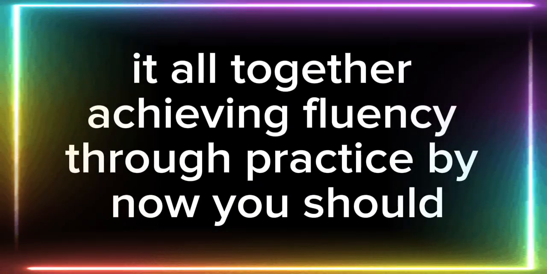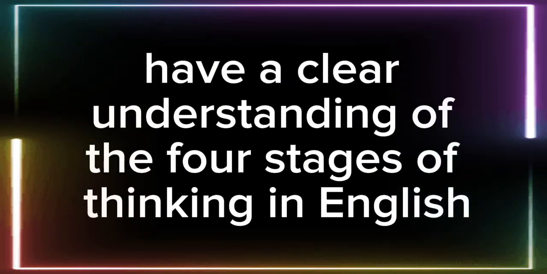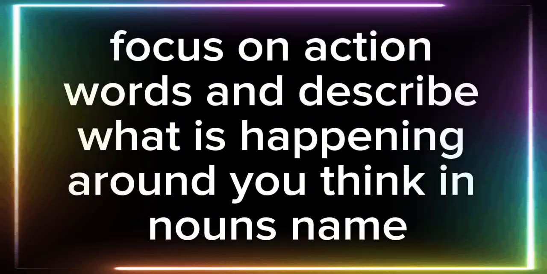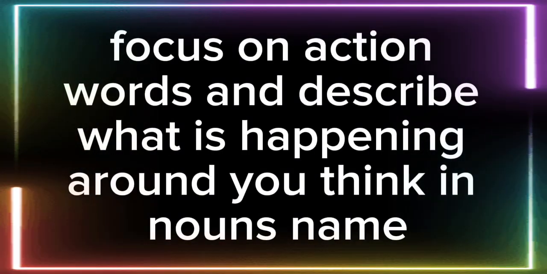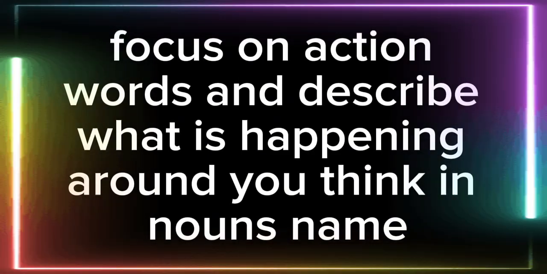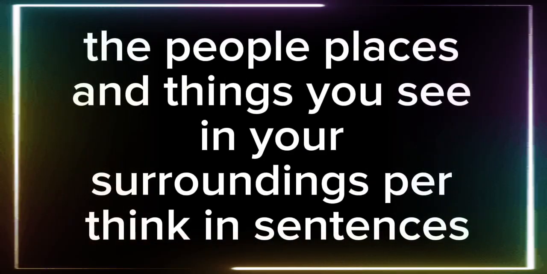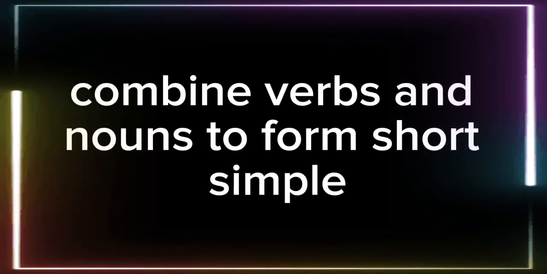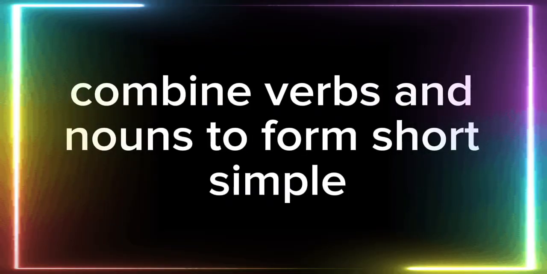By now you should have a clear understanding of the 4 stages of thinking in English. Think in verbs. Focus on action words and describe what is happening around you. Think in nouns. Name the people, places, and things you see in your surroundings. Think in sentences. Combine verbs and nouns to form short, simple sentences.